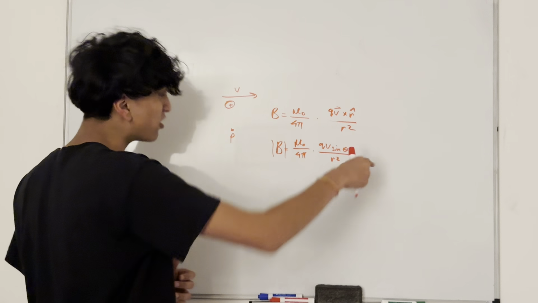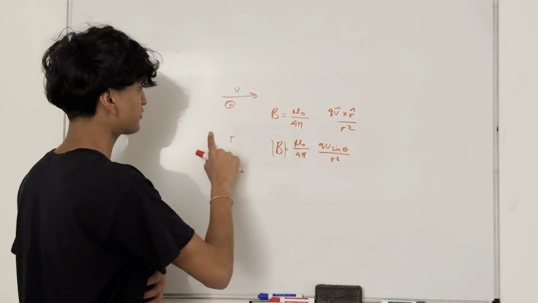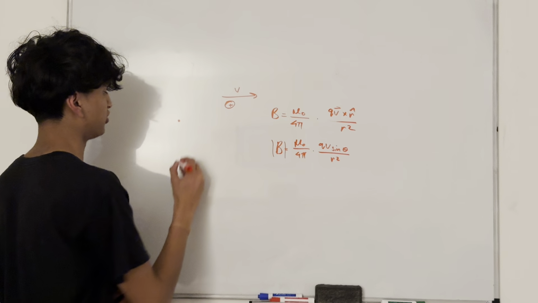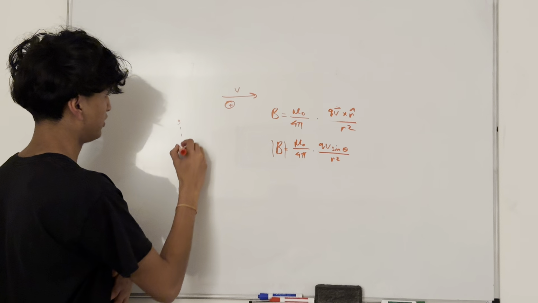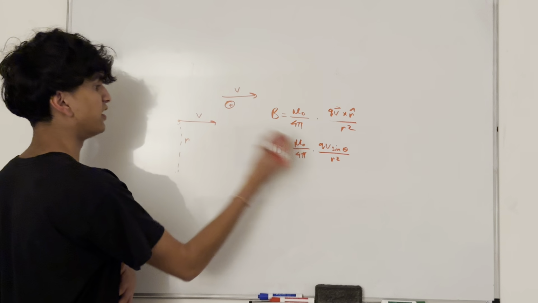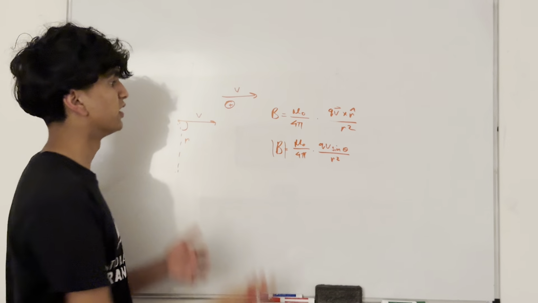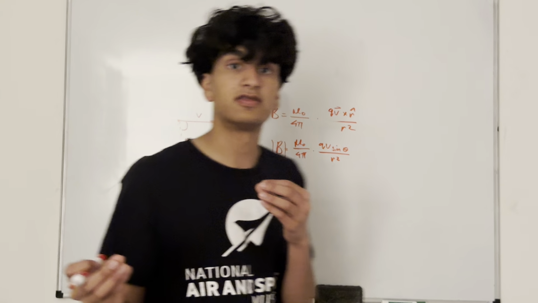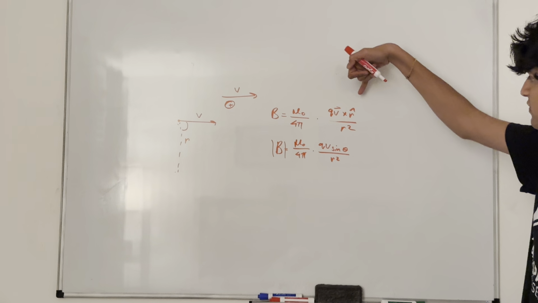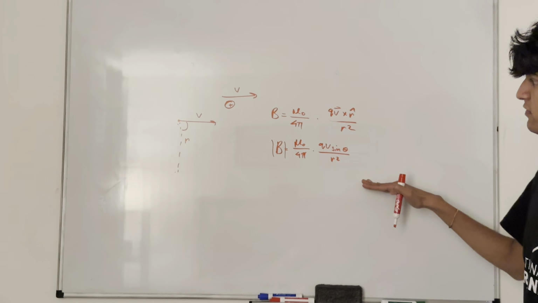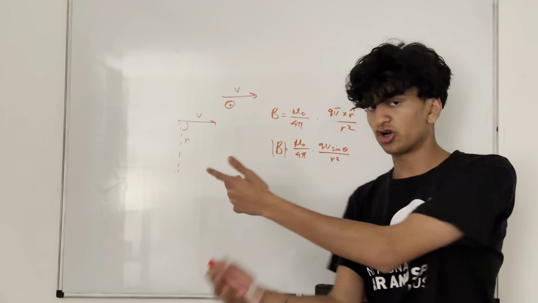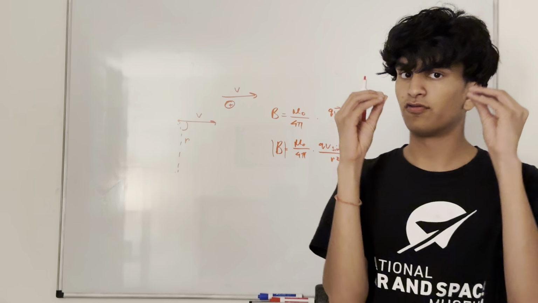Now, what theta are we talking about? Let's say this is your point charge, and this is R. This theta is the angle between V and R. That's how you get the QV sine theta. This is the fancy way to get the magnitude. You don't need to know this in AP Physics 2.